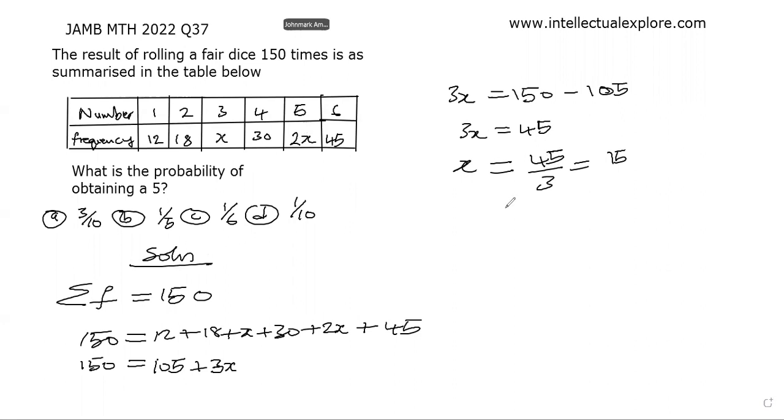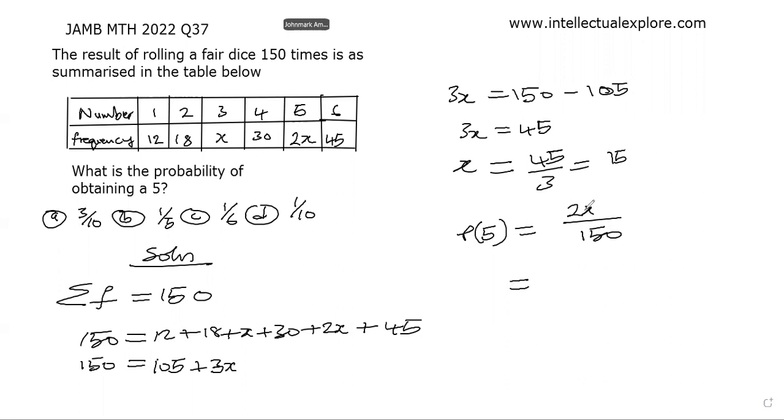But we weren't told to find x. What we were told to find is the probability of obtaining 5. So the probability of obtaining a 5 will be the total number of times that 5 appeared, divided by the total number of times the dice has been rolled. That's how to calculate the probability of obtaining a 5. So the total number of times that the 5 appeared is 2x, over the total number of times the die was rolled, that's 150.